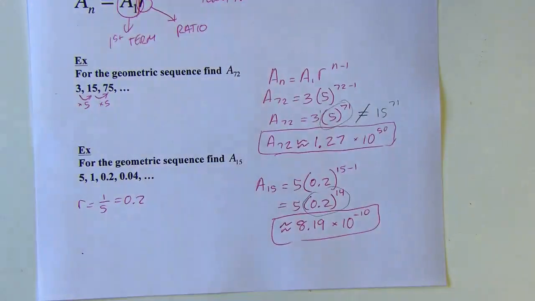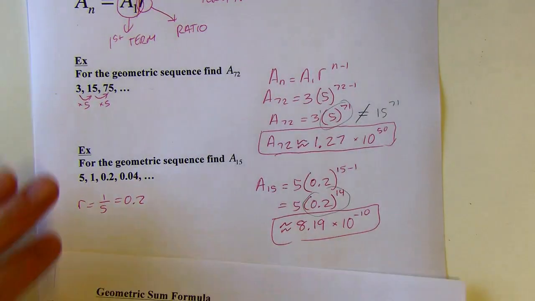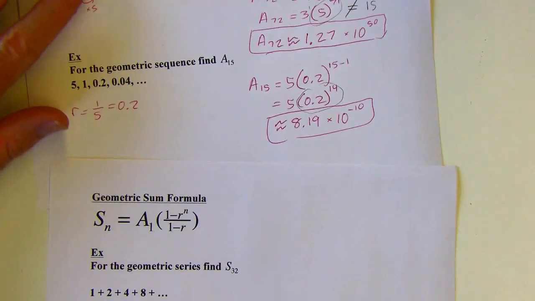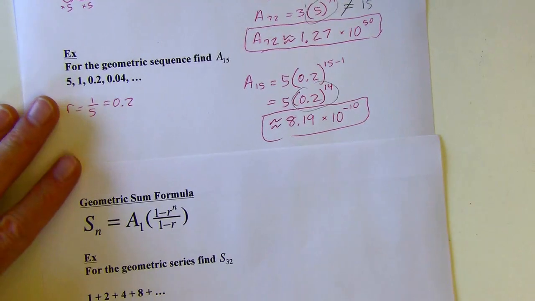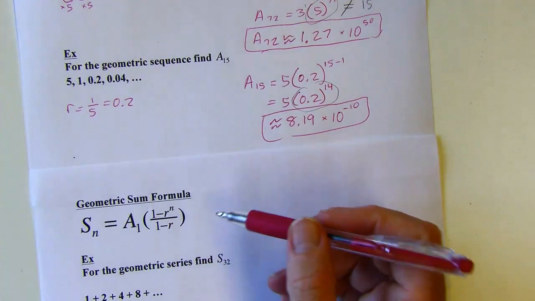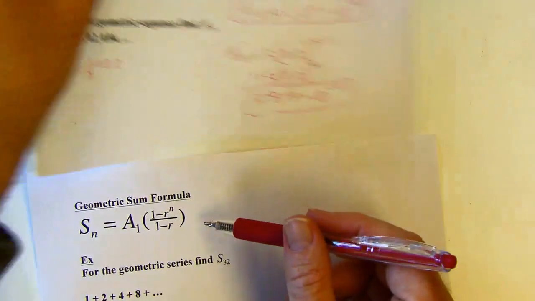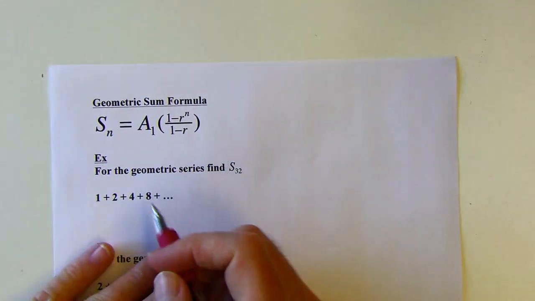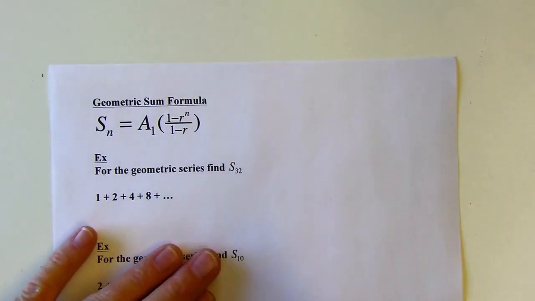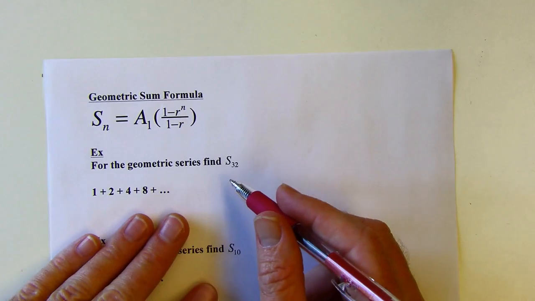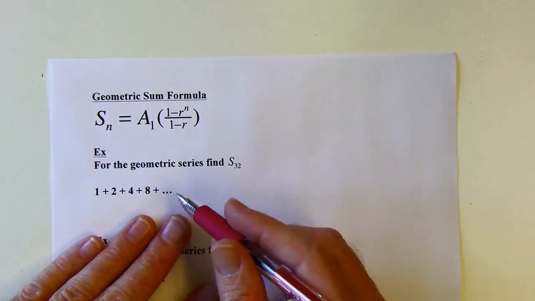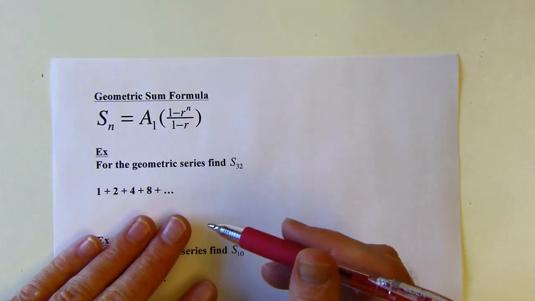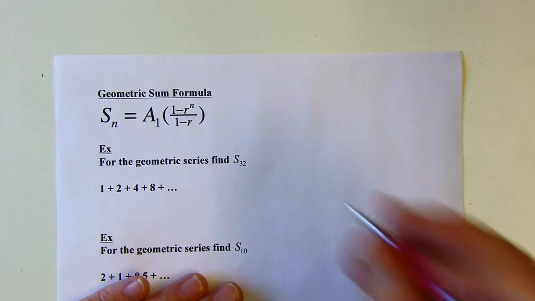Okay, on to the next page. Okay, so that was our specific term formula, and then for geometric series, we also have a sum formula. Okay, and here's what it looks like. Here is the formula. Okay, so for this geometric series, we're going to find the sum of the first 32 terms. You could build out all 32 terms and then add them all up, but let's try to use the formula, okay?